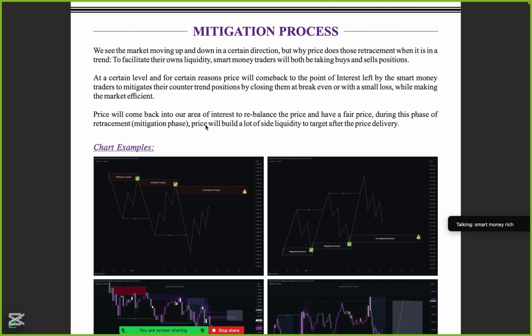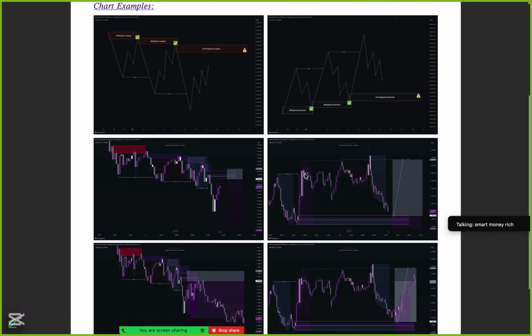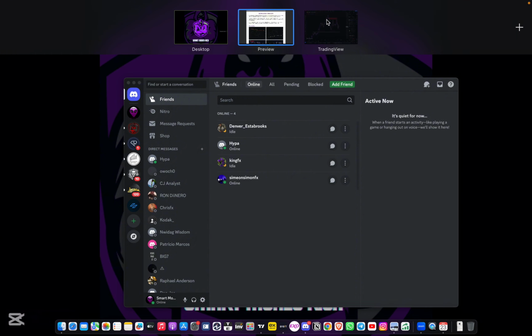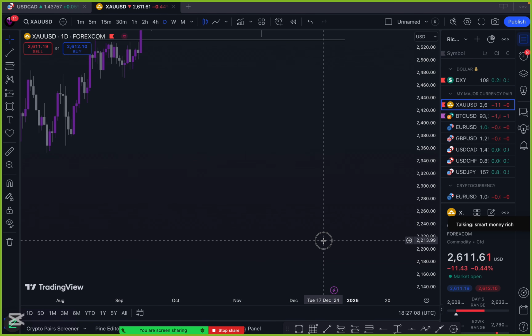Price will come back into our area of interest to rebalance the price and have a fair price during this phase of retracement. During this phase of retracement, which we call the mitigation phase, price will build a lot of side liquidity to target after the price delivery. So now guys, what we simply mean when we say mitigation, let me go on to the chart. Can you guys see what I have on my screen, guys?